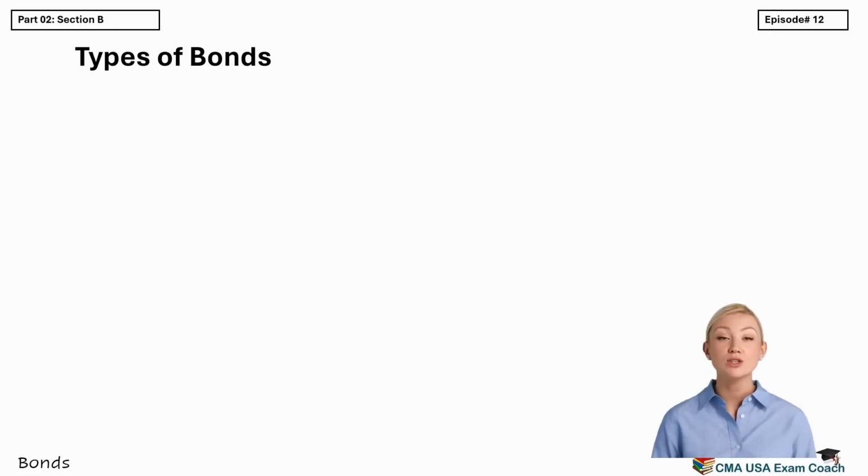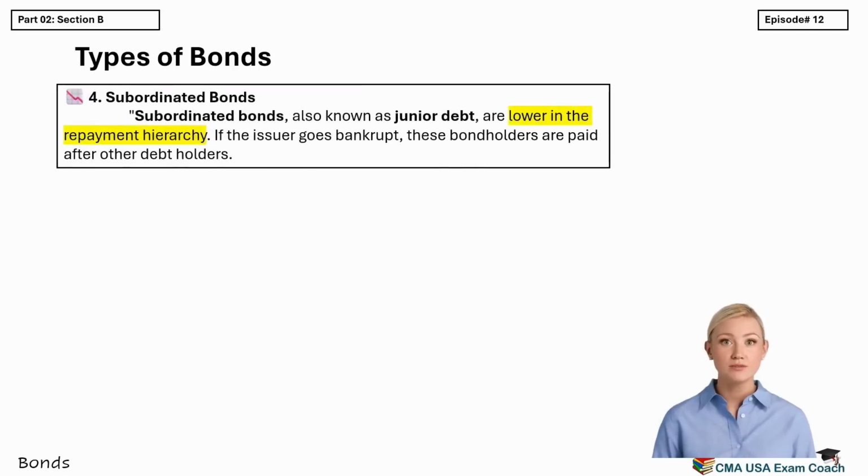Subordinated bonds, also called junior bonds, are another class of riskier debt. These are lower in priority if a company goes bankrupt. That means senior bondholders get paid first, and subordinated bondholders only get what's left, if anything. Because of this added risk, subordinated bonds usually offer higher interest rates to attract buyers.